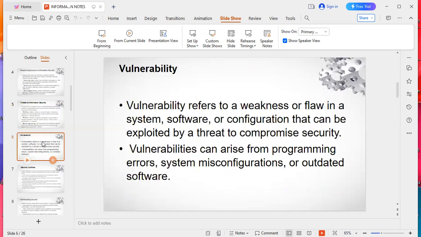Then we have vulnerabilities. This means the weaknesses or flaws in a system, a software, or a configuration that can be exploited by a threat. Remember, a threat meant the malware, the insiders, the hackers, among others. So these vulnerabilities, these weaknesses, arise from programming errors, system misconfigurations or wrong settings, or basically outdated software. That's why it's very, very important to keep on updating the software that you are using.